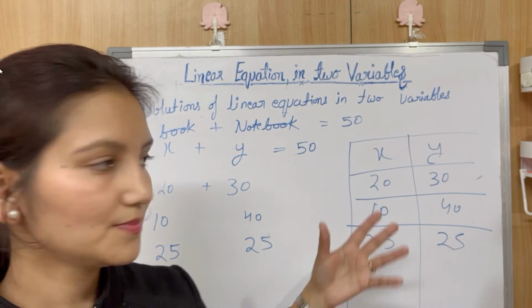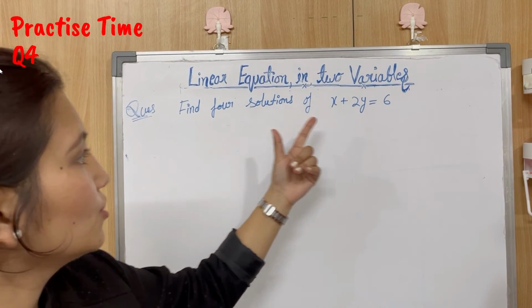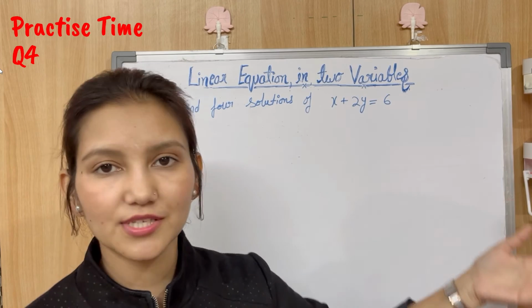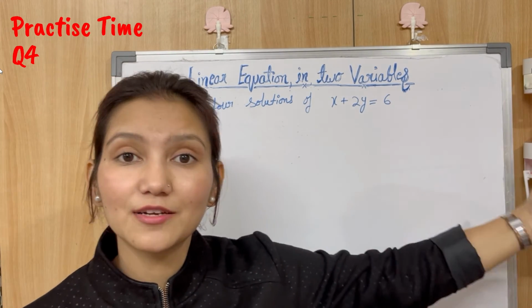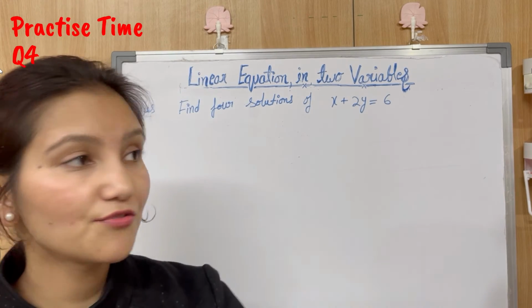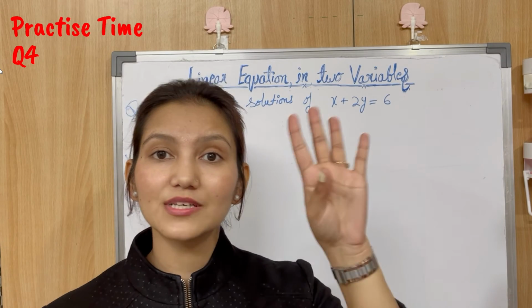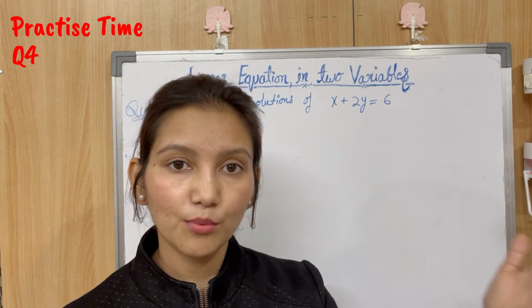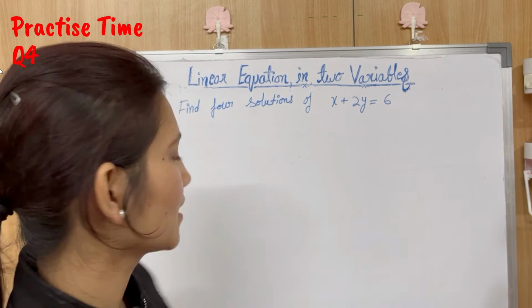Okay, so here is a question for you. Find 4 solutions of x plus 2y is equal to 6. You can see this is a linear equation in two variables, so it can have an infinite number of solutions, right? But we have to find only 4 solutions. So 4 solutions means we have to find 4 such values of x and y, both of which will satisfy this equation.